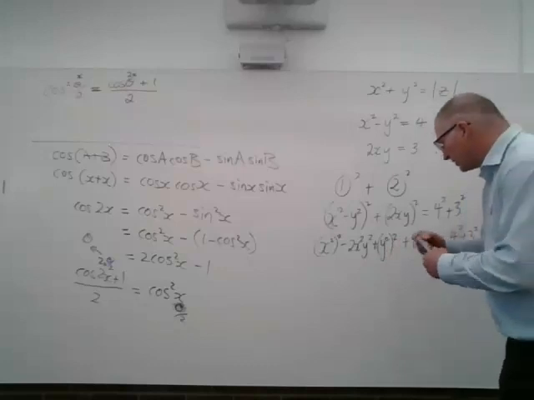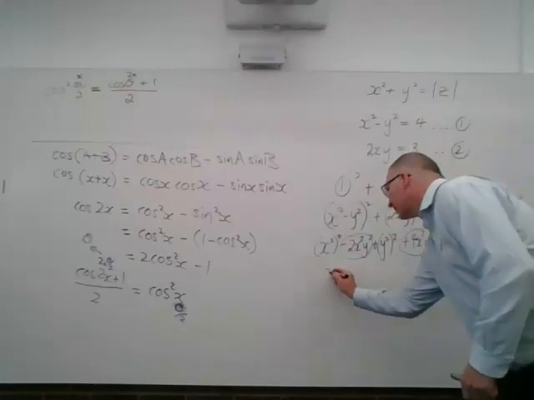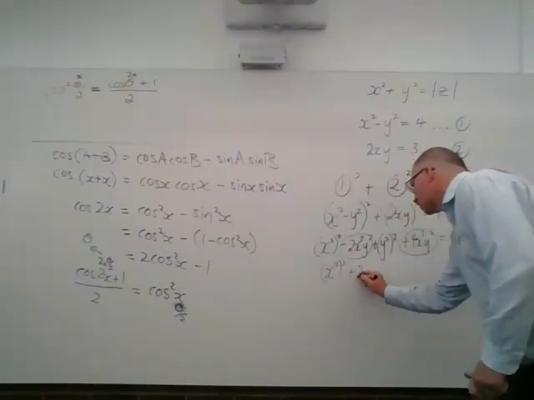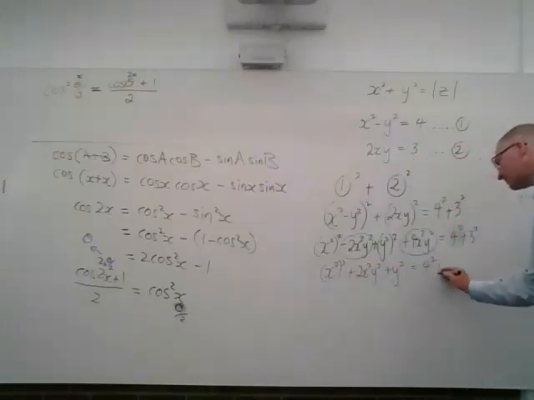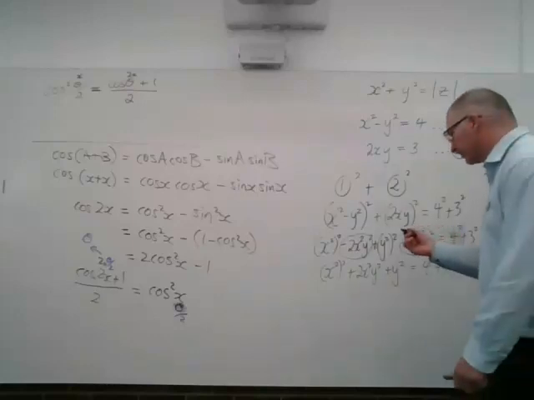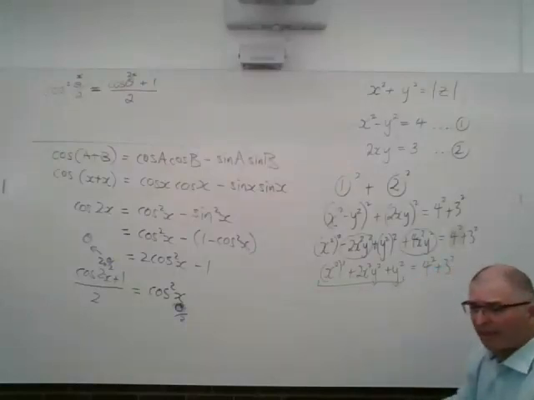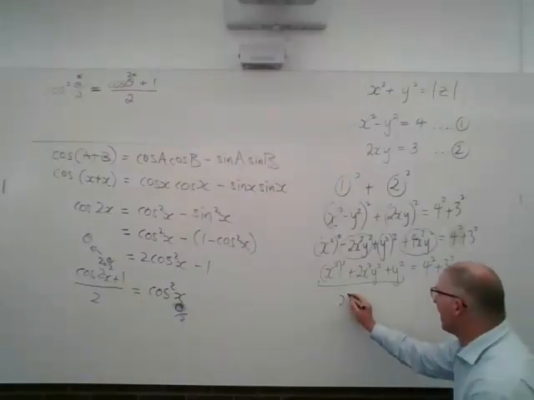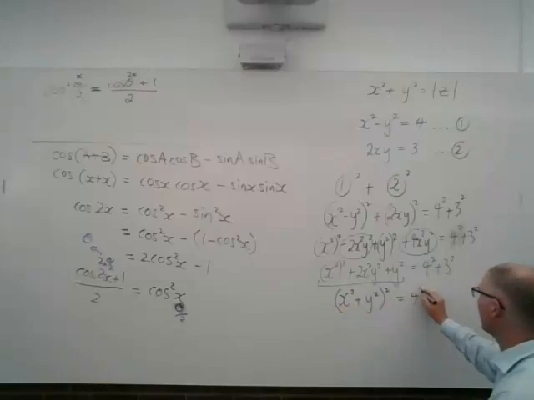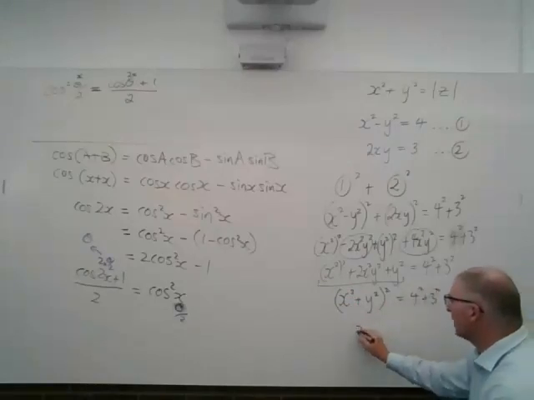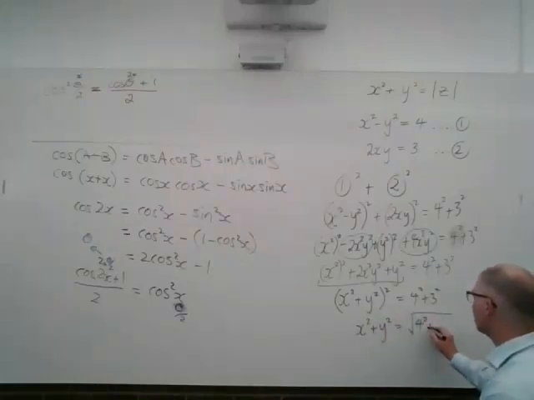Now, these two guys here are going to work together to give me x squared squared plus 2x squared y squared plus y squared squared equaling this 4 squared plus 3 squared. And as we know, this is just a squared plus 2ab plus b squared. So that's going to be (x squared plus y squared) squared equaling the 4 squared plus 3 squared. So it'll be x squared plus y squared equals the square root of 4 squared plus 3 squared.